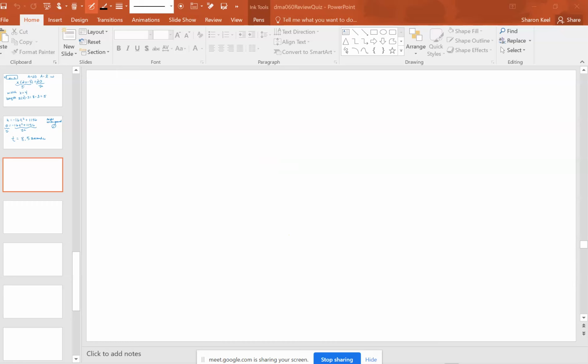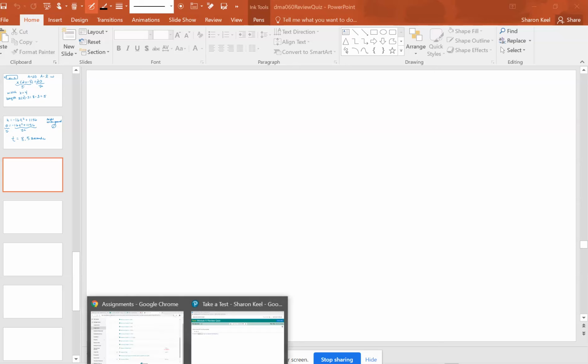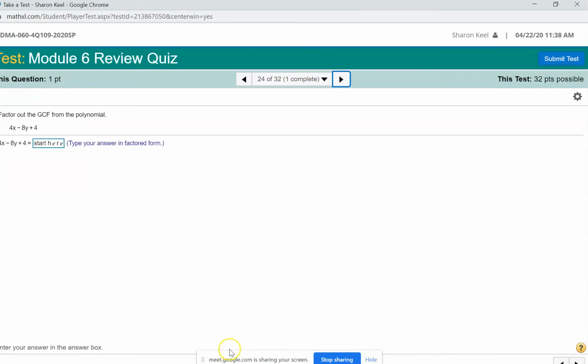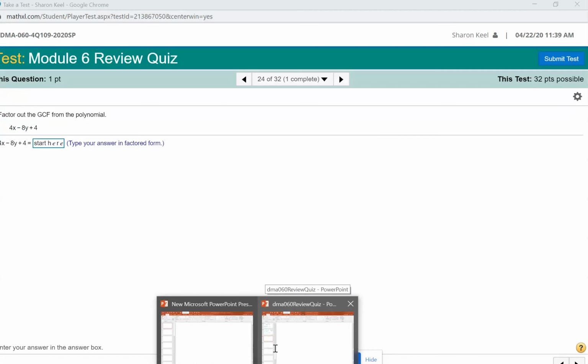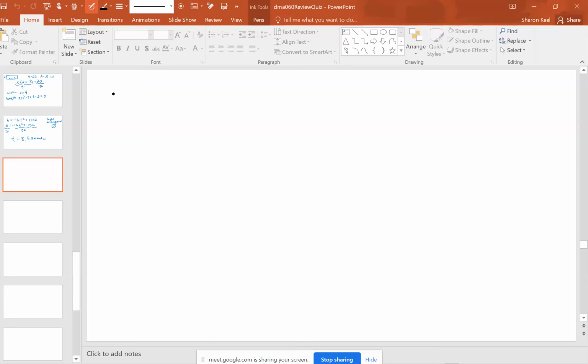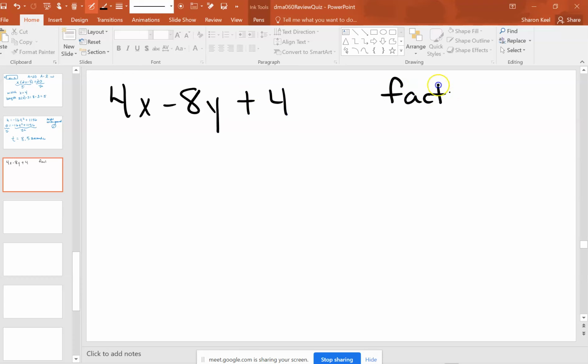Okay, so we're starting our third part of our review. Factor out the greatest common factor from the polynomial. So we have 4x minus 8y plus 4. And what we need to do is factor out the greatest common factor.